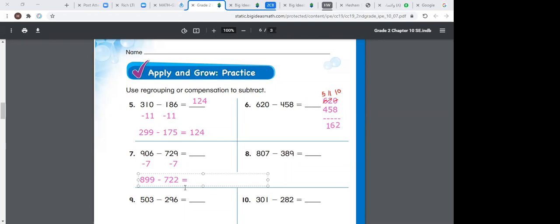Equals what number? Let's take ones minus ones, tens minus tens, hundreds minus hundreds. 9 minus 2 equals 7. Very good. And 9 minus 2 again equals 7. Then 800s minus 700s equals 100. So the answer is 177. Yes.